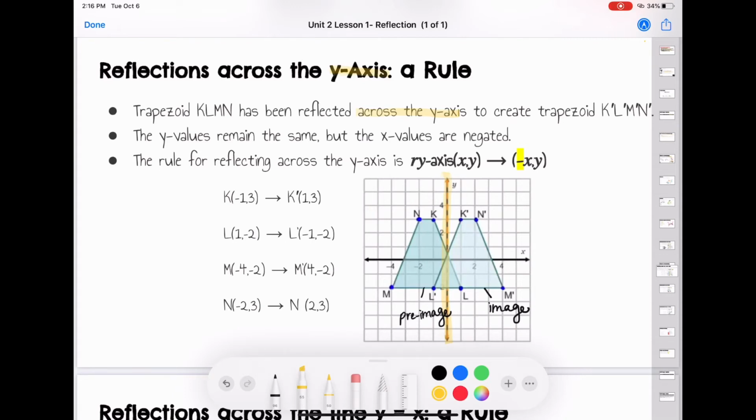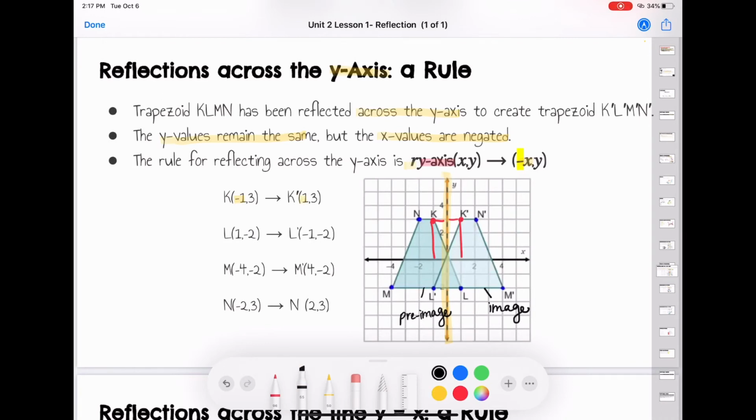In our reflection across the y-axis, the y remains the same, but the x is negated. So the reflection rule looks like reflection, y-axis, negation of the x. So what does this look like in this image? Well, here we see that we have K in the pre-image located at -1 and 3. And so in order to get our image vertex, we would negate the x and leave the y the same, giving us K prime is at 1 and 3. So we can see here that we did a negation of the x.